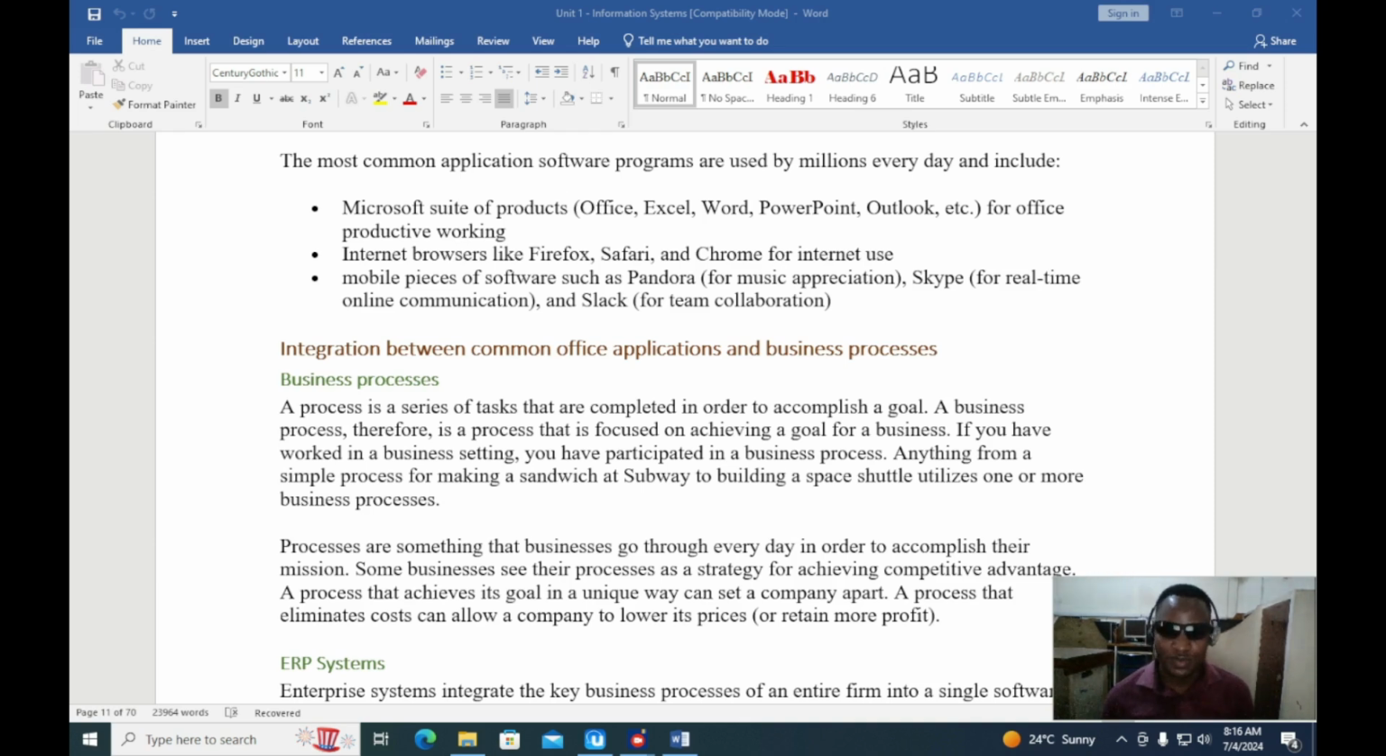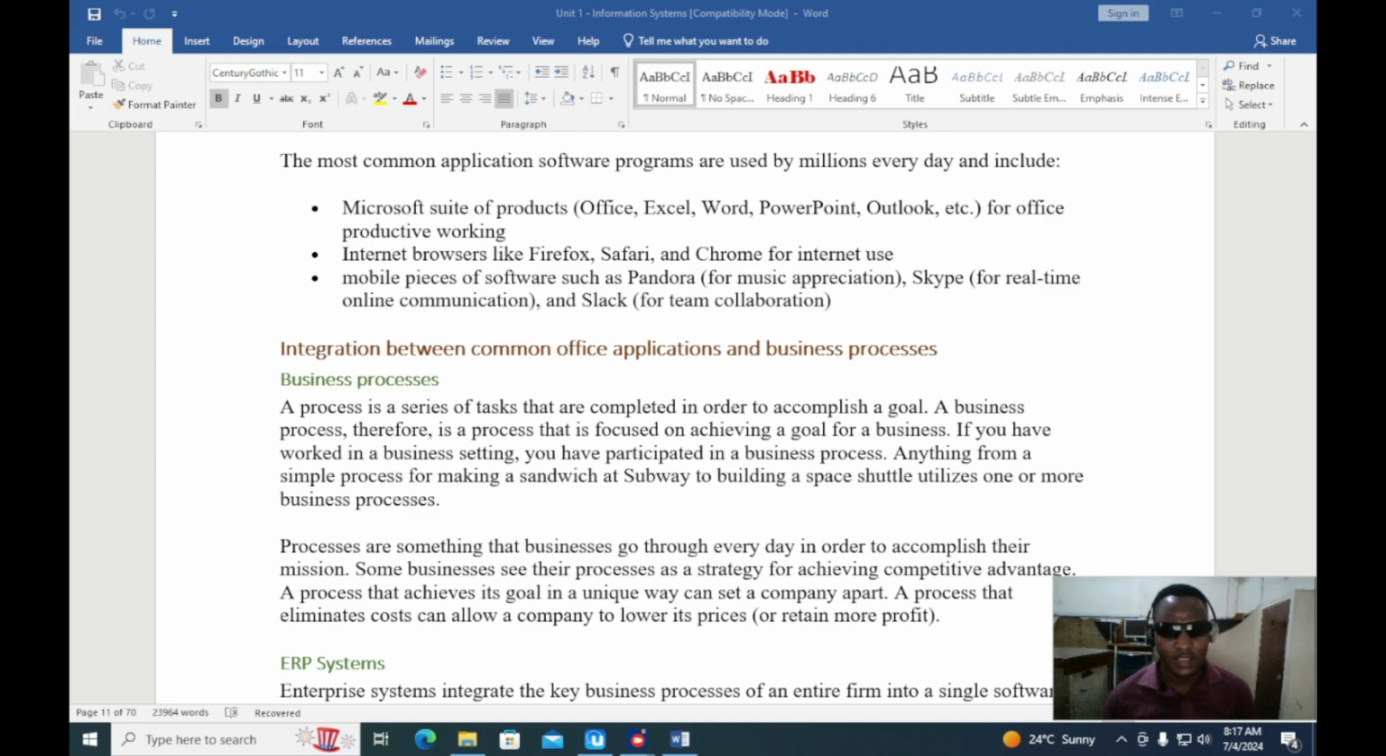Now, after understanding what application software is, what the functions of application software are, and what the examples are, it is paramount for us to know how these common office applications integrate with business processes. The integration between common office applications and business processes. So let's understand what a business process is. When we talk about a process, we are talking about a series of tasks that are followed in a particular order to accomplish a goal. We call that a process.